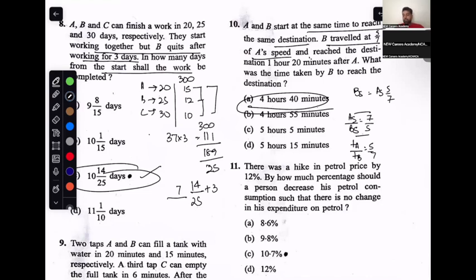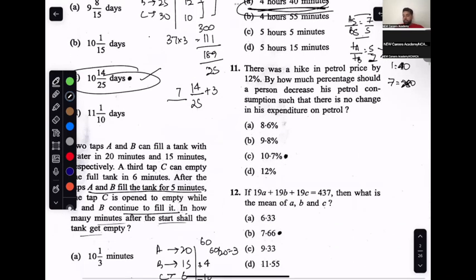It's given A speed and reaches the destination 80 minutes after this. So 2 parts is equal to 80 minutes because 1 hour 20 minutes can be written as 80. So 1 part is 40 minutes. So total time taken by B is 7 parts. 7 comes out to be 280 minutes. 280 minutes would become 4 hours 40 minutes. That's your answer. Next, the price was hiked in petrol by 12%.